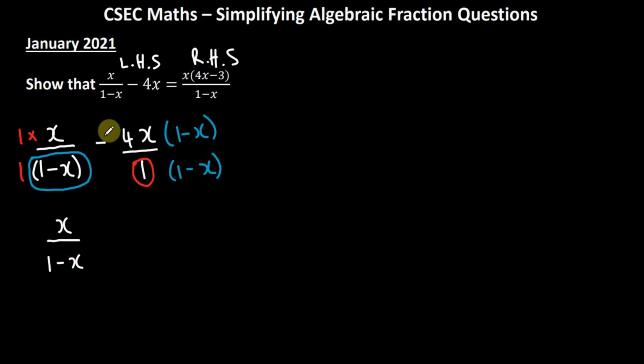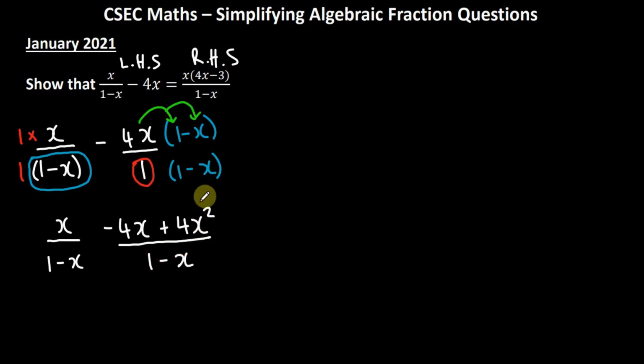And now here we have minus 4x times the bracket here. So we can employ the distributive law again. So we'll have minus 4x times 1 and minus 4x times minus x. So minus 4x times 1 will leave us with minus 4x. Minus 4x times negative x will give us positive 4x squared, all divided by 1 times the bracket here, which will remain the bracket, 1 minus x.